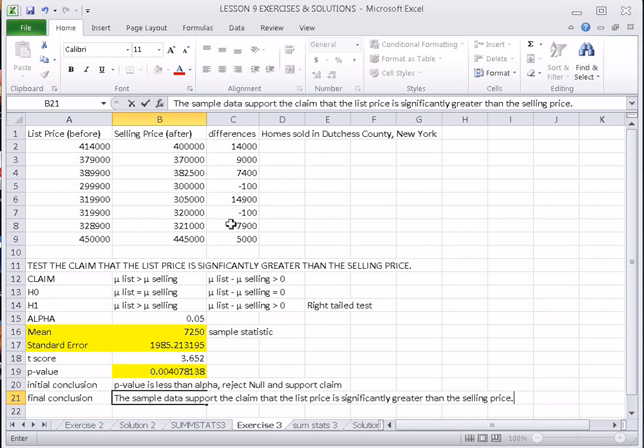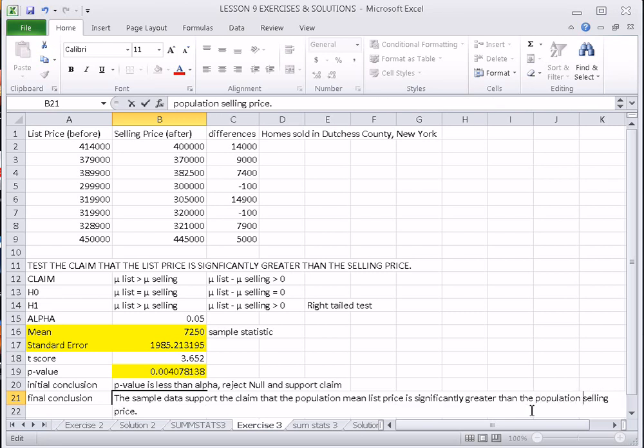Okay, and I really should say that the population mean list price is significantly greater than the population mean selling price. So the sample data support the claim that the population mean list price is significantly greater than the population mean selling price. All right, so that was example 3.